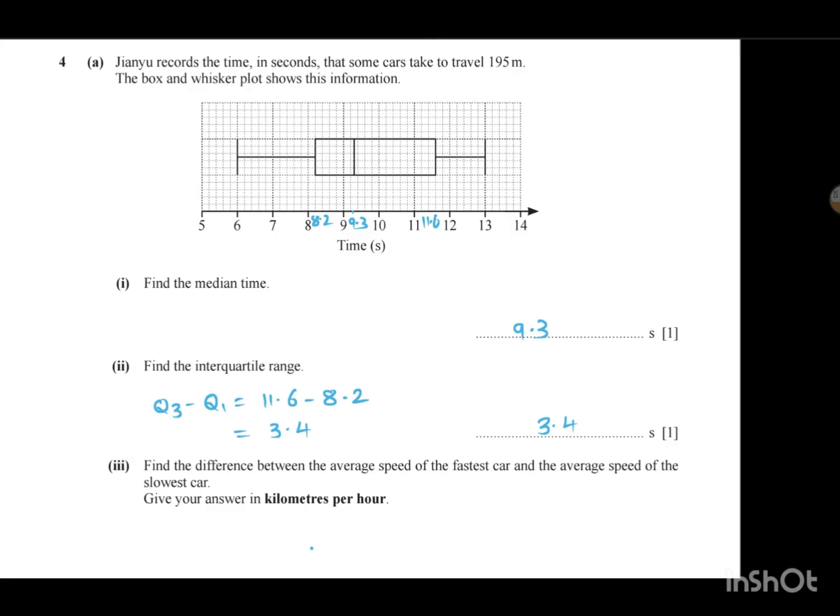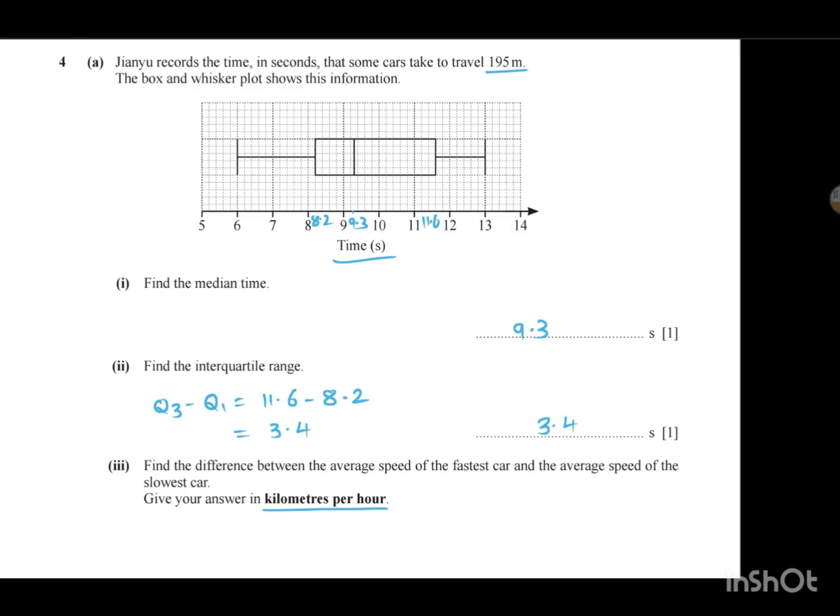Now question number 3, find the difference between the average speed of the fastest car and the average speed of the slowest car. Give your answer in kilometers per hour. Before starting this question, the distance is given in meters and the time is in seconds, so we get the speed in meters per second, but we have to change it into kilometers per hour.